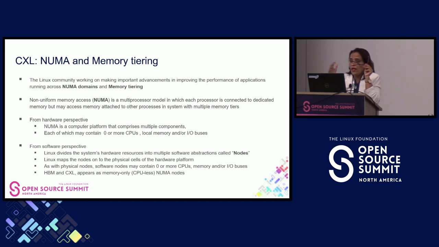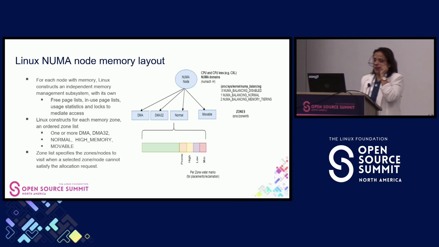components such as buses. And from the software perspective, Linux divides the system's hardware resources into multiple software abstractions called nodes, and maps these nodes to physical cells of the hardware platform. The software nodes may contain zero or more CPUs, memory, and I/O buses. The other memories, that is HBM and CXL, can also be represented as nodes, but they are CPU-less nodes.